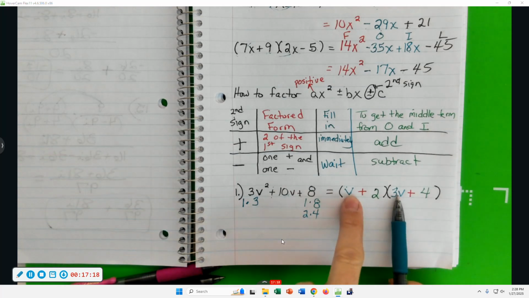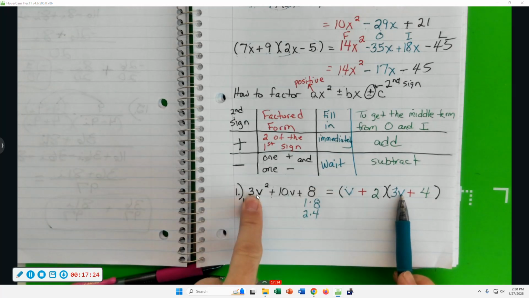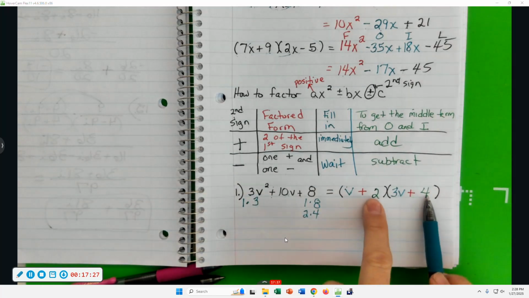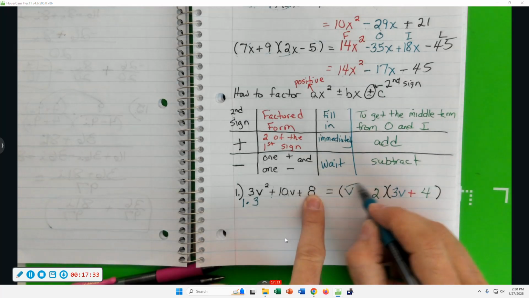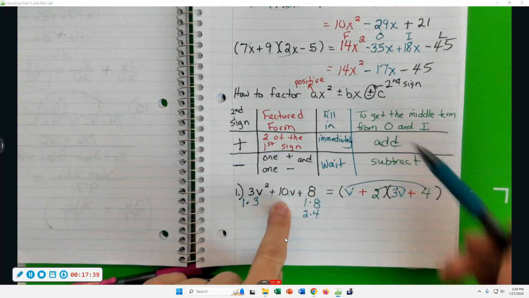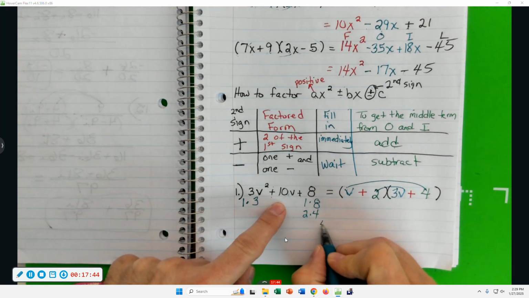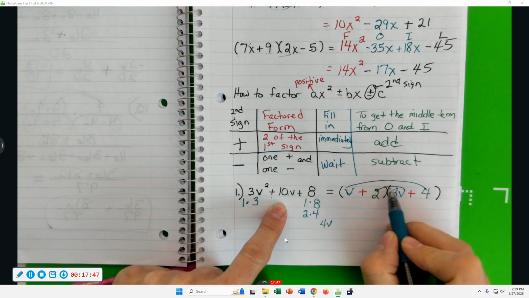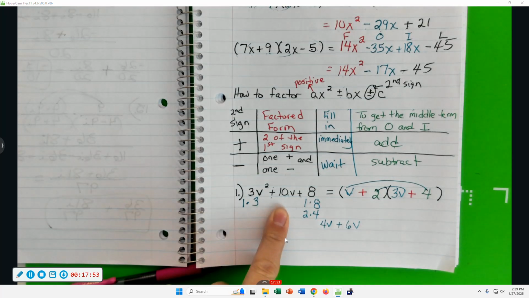Well, if we foiled it out in our head, the 3v times v is giving me the 3v squared. I have no doubts about that. What about positive 2 times positive 4? Is that giving me the 8? All that's left is the outer and inner. Are those adding together to get that middle term? The outer would be 4v. And what about the inner? Is that 6v? Do those add together to give me 10v? Then we factored this correctly.